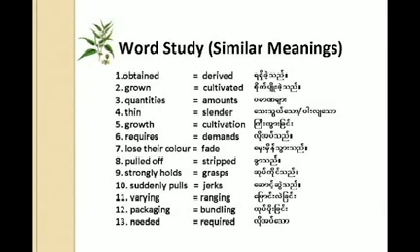Here are some similar meanings you have to study for Unit 7. I will read them out for you. Obtained, derived, grown, cultivated. Quantities, amounts. Thin, slender. Grow, cultivation. Requires, demands.